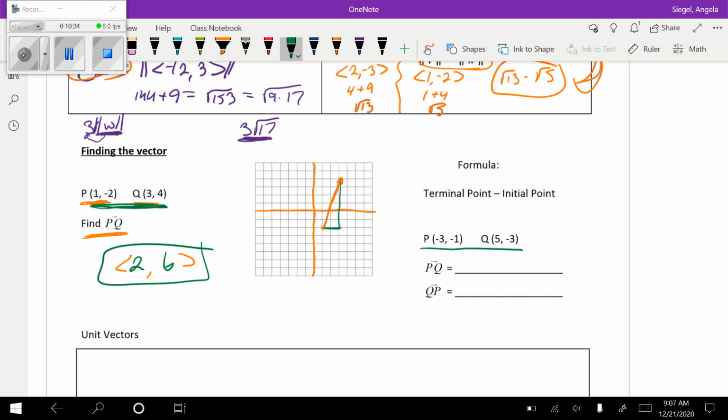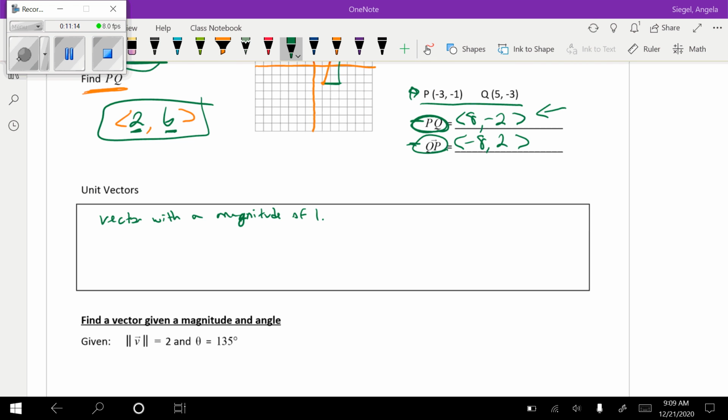So I want you to do the same thing over here, and notice what we did. So to find this 2, 6, I did my terminal point minus my initial point. 3 minus 1, 2, 4 minus -2 is 6. So go ahead and follow that process for these 2 and see what you get. Okay, so notice that direction counts. That should be obvious to you. It shouldn't be a surprise. So if we go in the direction of P to Q, I get 8, -2. But if I go in the opposite direction, Q to P, I get its opposite. So I just wanted to point that out.